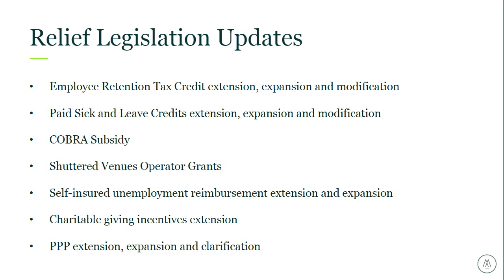So, some of the recent relief legislation updates. For the employer retention tax credit, there was an extension, expansion, and modification. Same with the family paid sick and family leave that was passed under the Families First Act earlier last year around this time. There's a new COBRA subsidy. There are also the Shuttered Venue Operator Grants. There's also, for organizations that have self-insured unemployment, a reimbursement that was enacted with the CARES Act.